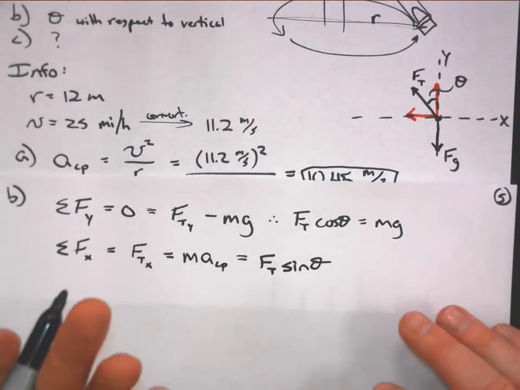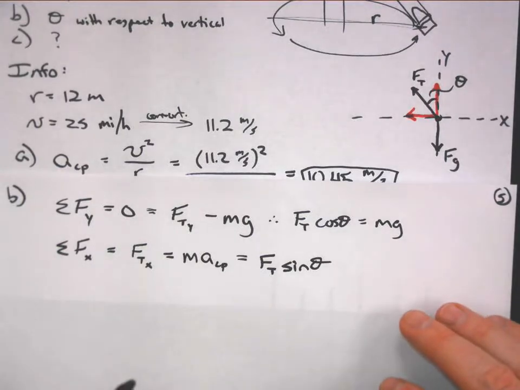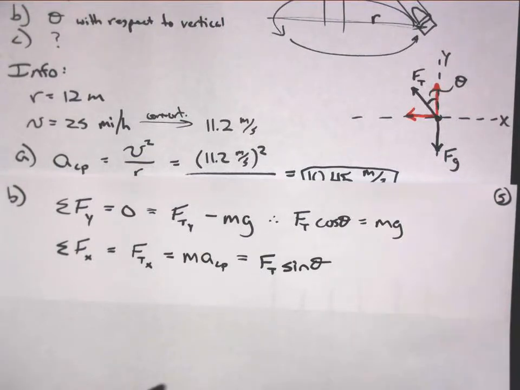And so, all right, it looks like I have two equations with two unknowns. Except mass is also an unknown, isn't it? We weren't given any mass. I wonder what's possible here. So let me try something here.